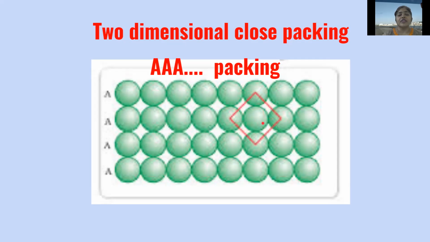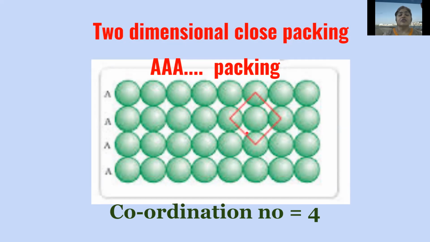And then because you have stacked some rows below it and above it, you will have one below and one above. That means in all, this particular sphere is in contact with four other spheres and hence its coordination number will be 4. All right. So this is an example of AAA type of two-dimensional close packing.